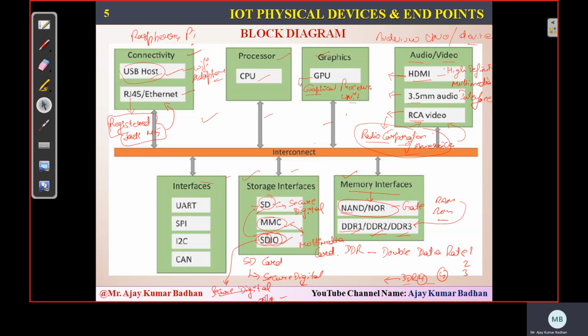Apart from that, we have interfaces. With respect to other devices, we need to provide interfaces, and these are the slots which are used for interfacing purposes. And if you talk about UART, what do you mean by UART? It is the universal asynchronous receiver transmitter.